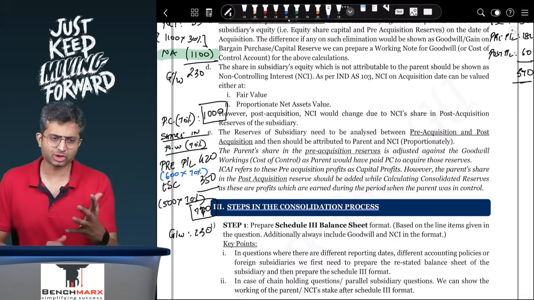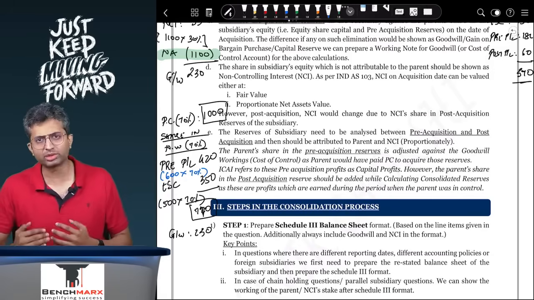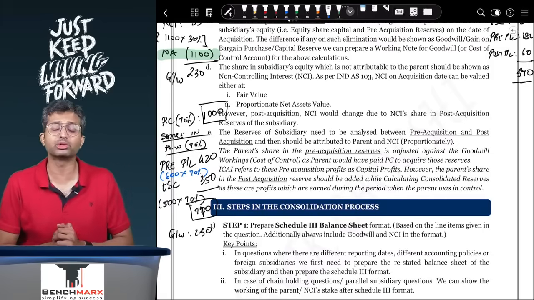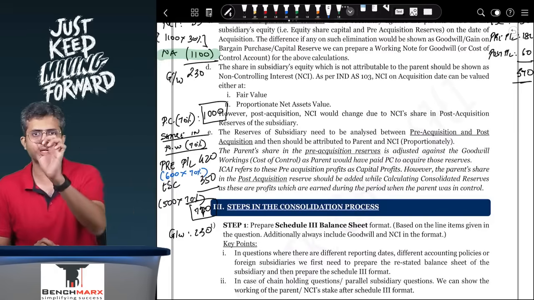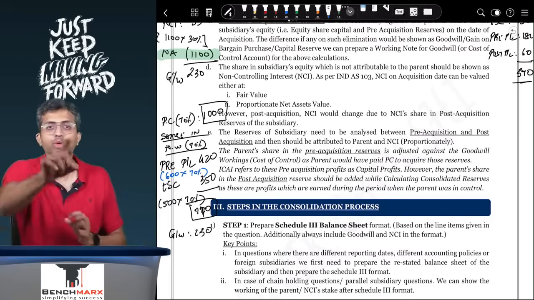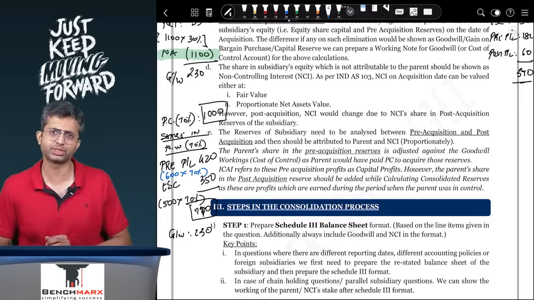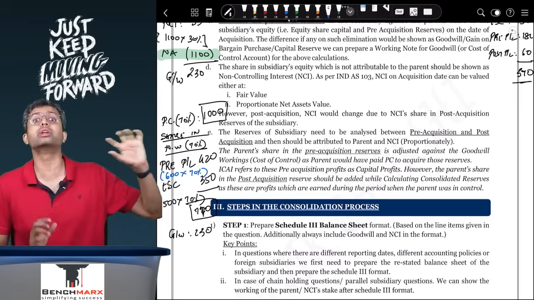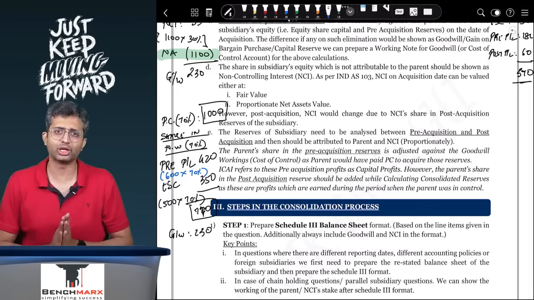So what are the steps in the consolidation process? Step number 1, you will prepare the format of the Schedule 3 balance sheet. When you prepare the format of the Schedule 3 balance sheet, you will have the name of the company at the top. Let us say RIL Limited and its subsidiaries. You will not write and its associates and its joint ventures. No. RIL Limited and its subsidiaries. The next thing that you write is consolidated. The word consolidated has to be written. Consolidated balance sheet as at a particular date, and then you will chalk out the Schedule 3 balance sheet.